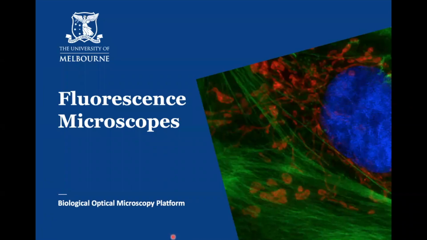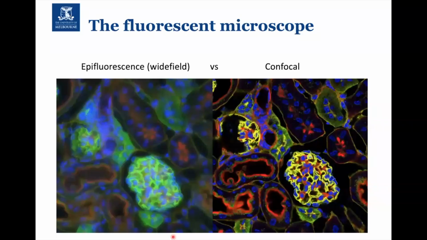Okay, so that takes us through the fluorescence. Next thing, we're going to go through the fluorescence microscope, and we're going to focus mostly on an epifluorescence or a wide field microscope. On the left here, this is an example image, and then a confocal microscope on the right-hand side, which you can see is giving us a much sharper image than the wide field system.